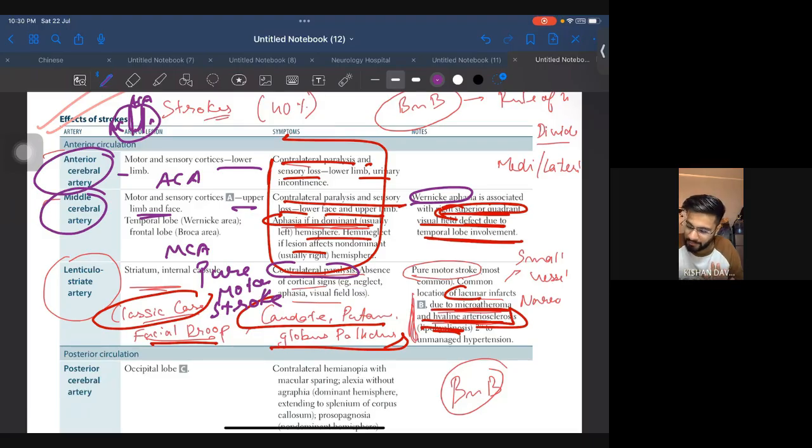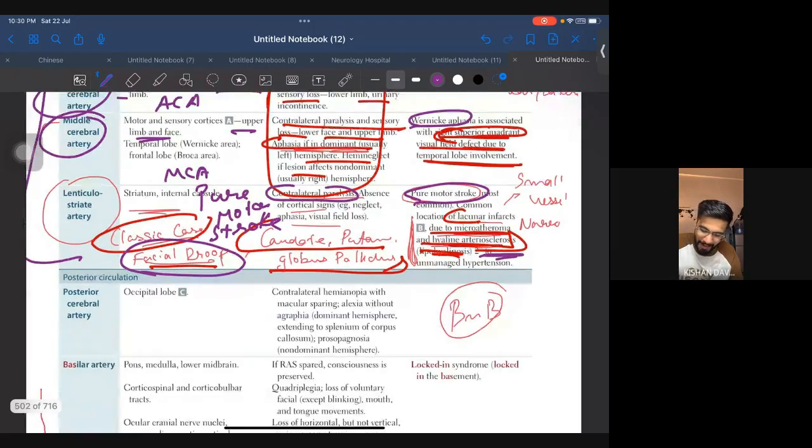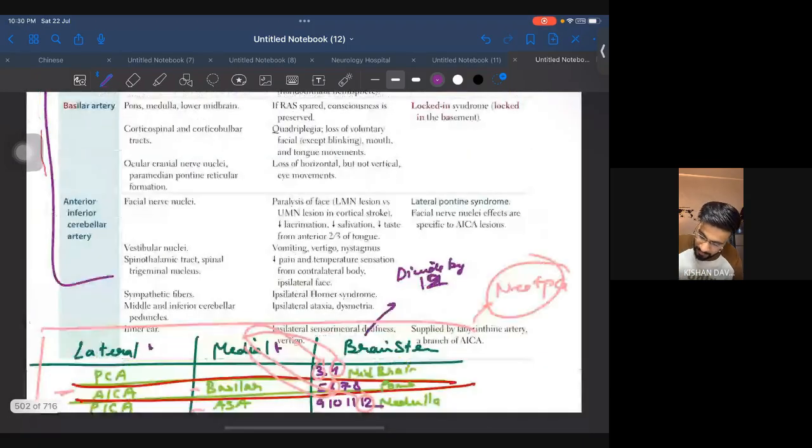Okay, see, it is given a pure motor stroke, and this is important. Lipohyalinosis is important, and facial droop will be given to you because facial muscles will also be involved, right? So facial muscle droop हो जाएंगे, you won't be able to chew, eat, smile, everything. Okay, so anterior circulation में important था. बाकी this you can always refer this.